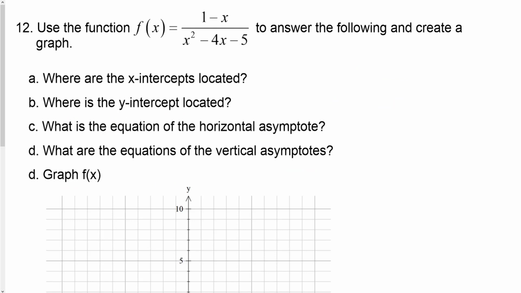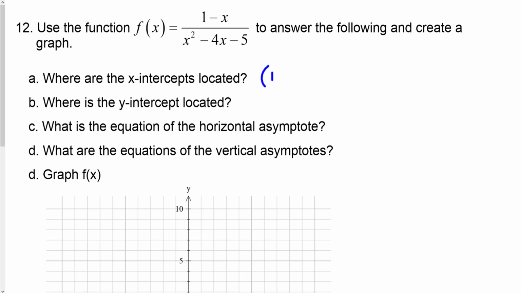Number 12. Use the function f of x equals (1 minus x) over (x squared minus 4x minus 5) to answer the following and create a graph. So part A, where are the x-intercepts located? Well, the x-intercepts for any rational function are located where the numerator is equal to 0. So if I put in x equals 1, that's going to result in the numerator being 0.